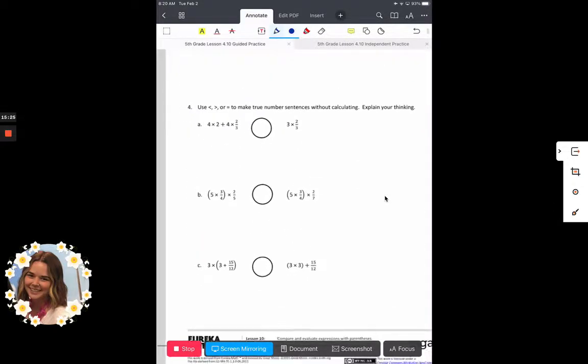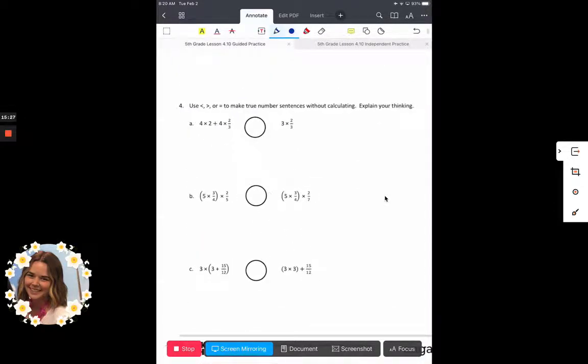Number 4, we're going to compare some expressions. And it says to try to solve these without calculating. So let's take a look here. We have 4 times 2 plus 4 times 3. And then we have 3 times 2/3. Or sorry, I misread that first expression. 4 times 2 plus 4 times 2/3. And then we have 3 times 2/3.